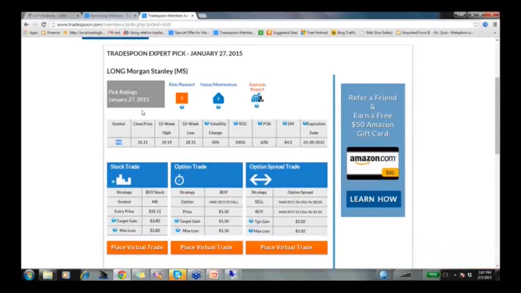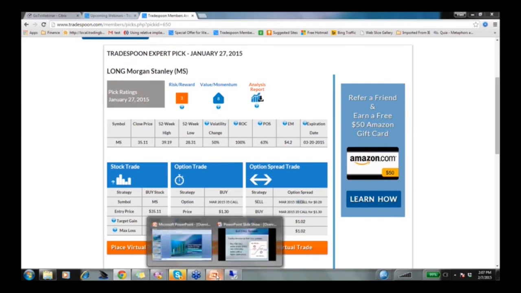Yes. So here's a perfect example. Morgan Stanley, we recommended on January 27. Here's our rating. And what we did was we bought 35 call, right? We bought at the money call at that time, and then we sold 38 call, right? So this is a debit spread where we bought at the money 35 call, and we sold 38 call out of the money. And that's the structure of the trade.